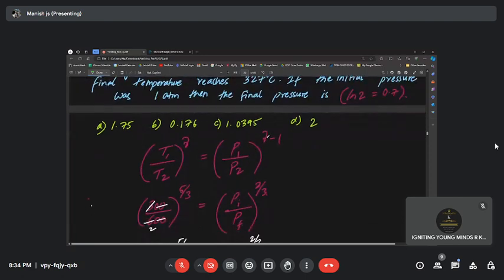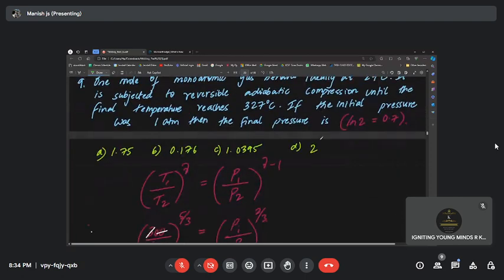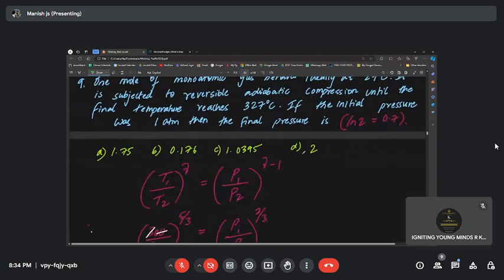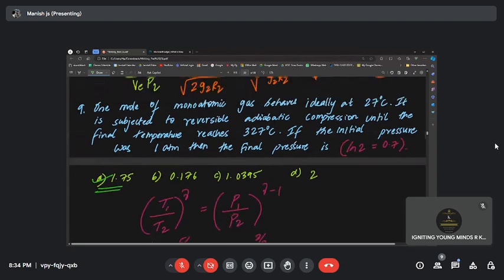For that, the formulas you have to be clear about. Based on the given data only, we are choosing the formula. So what's given? Temperatures and pressure. So use the temperature and pressure connecting formula for the reversible adiabatic compression. So the answer here was option A. Alright, that's how you do this.